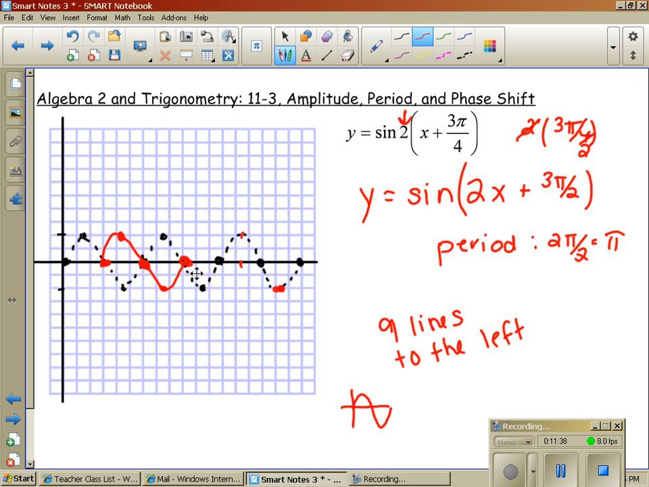So we'll talk about that, and again, biggest thing right now is just to remember how to find the period no matter what it is, no matter what equation you're given. How do we find that?